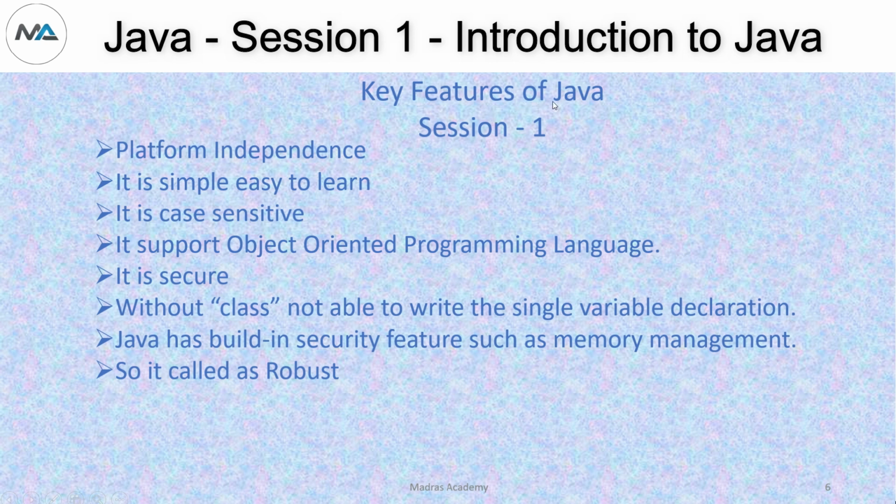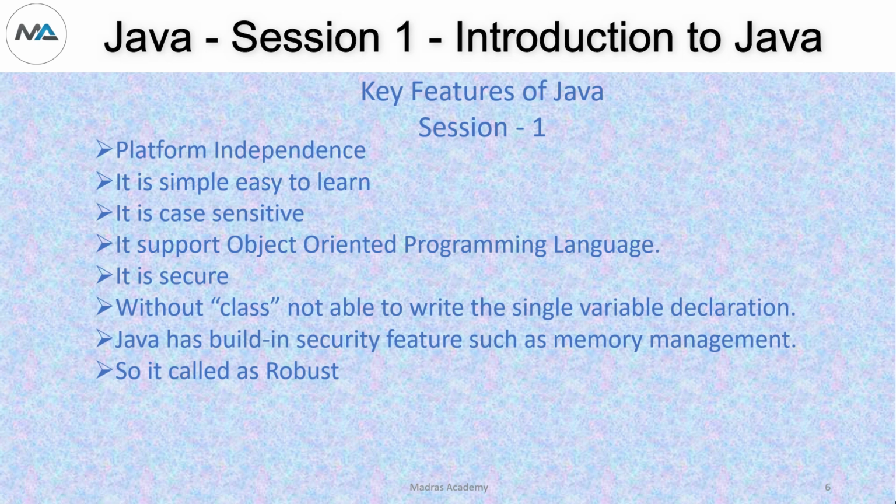Key features of Java. It is platform independent. It is simple, easy to learn. It is case sensitive. It supports the object-oriented programming language. It is secure. Okay, we can create secure applications here.